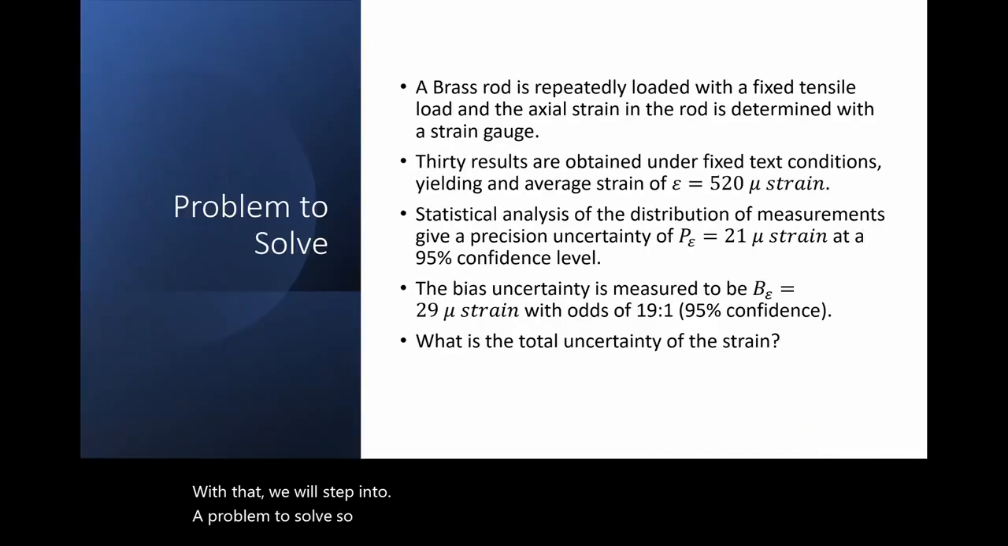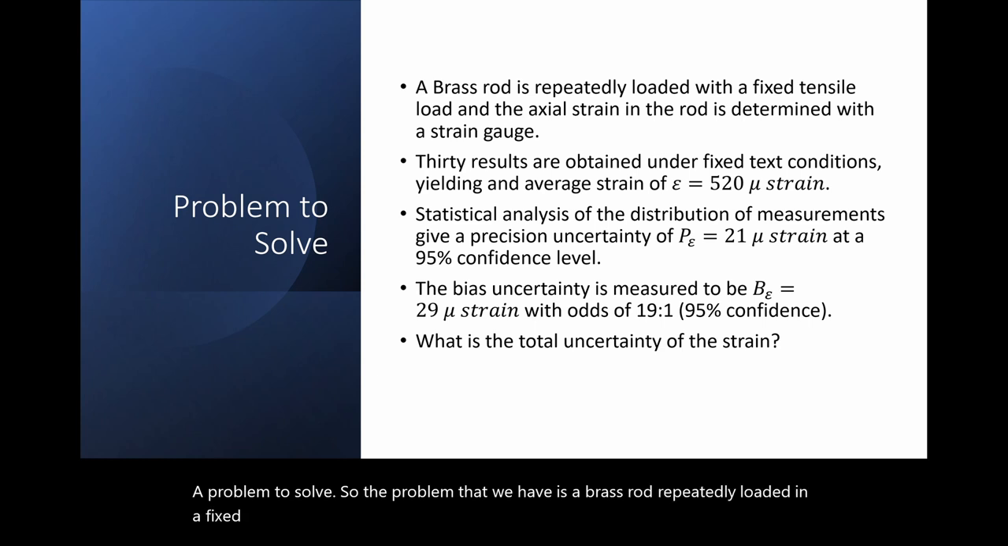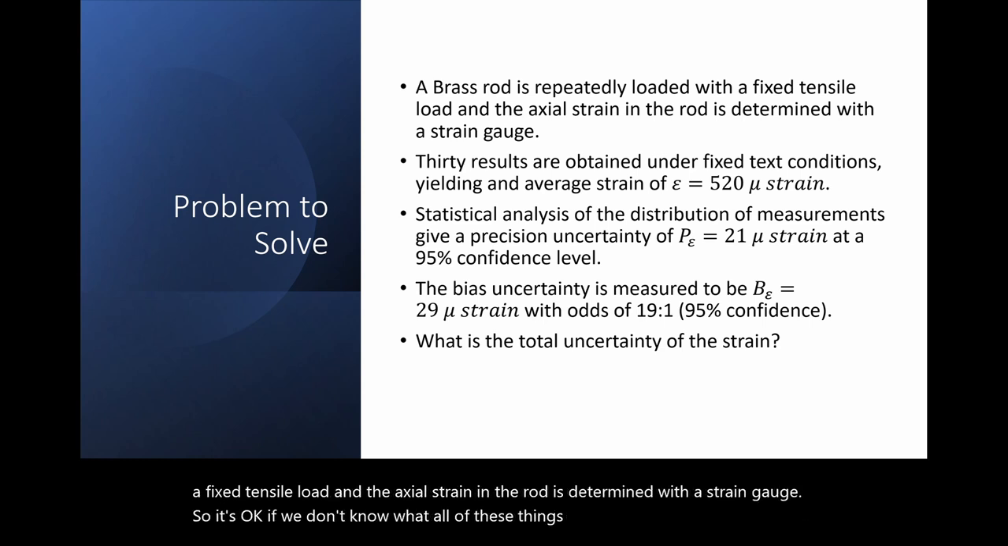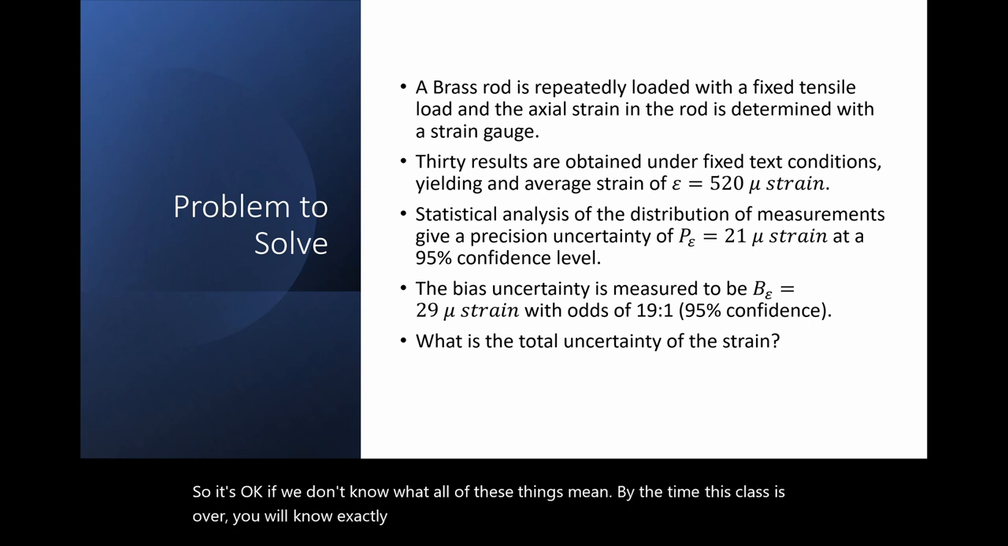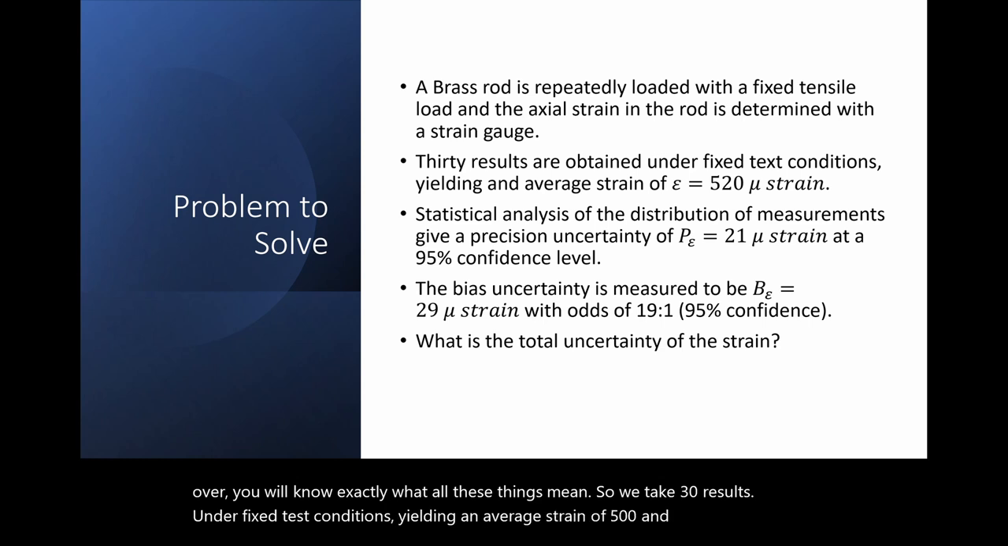So the problem that we have is a brass rod repeatedly loaded in a fixed tensile load, and the axial strain in the rod is determined with a strain gauge. And so it's okay if we don't know what all of these things mean. By the time this class is over, you will know exactly what all of these things mean. So we take 30 results under fixed test conditions, yielding an average strain of 520 microstrain.